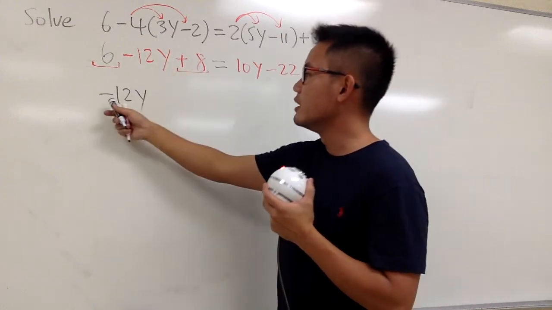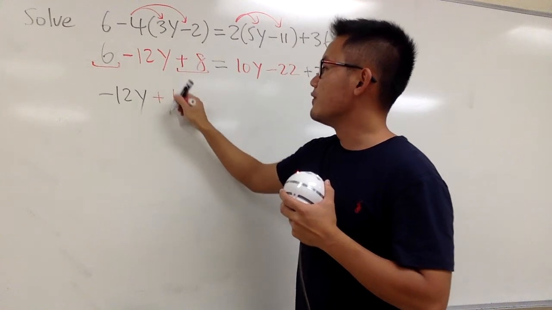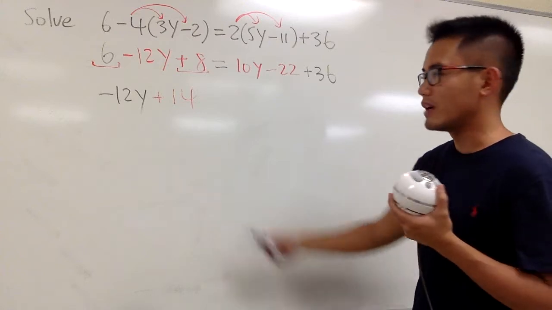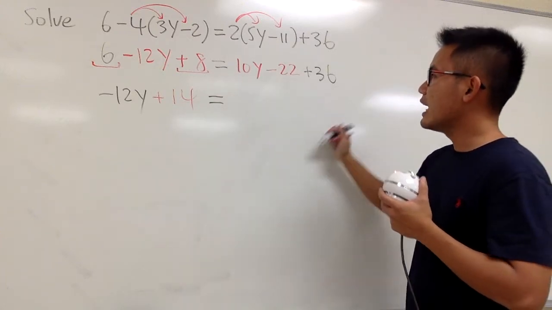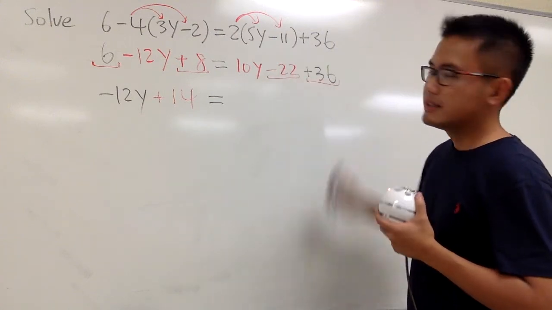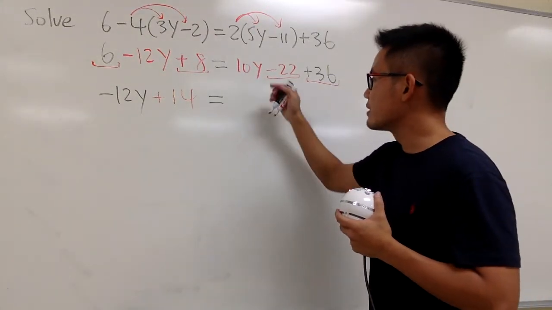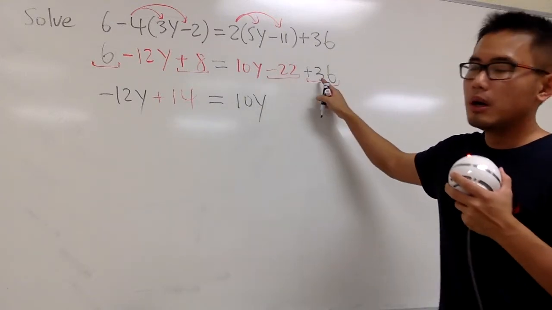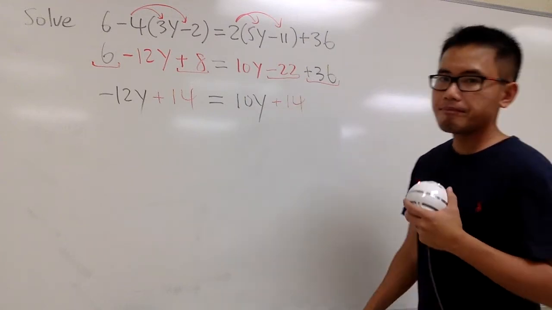Let's just try to write down the term that has the variable first. Okay, so let's bring down the -12y. 6 plus 8 is 14, so we have the plus 14. Now bring down the equal sign. On the right-hand side, we see that we have -22 plus 36. So these two numbers have to be combined. Let's bring down the 10y first. And you see that -22 plus 36 is plus 14, okay?